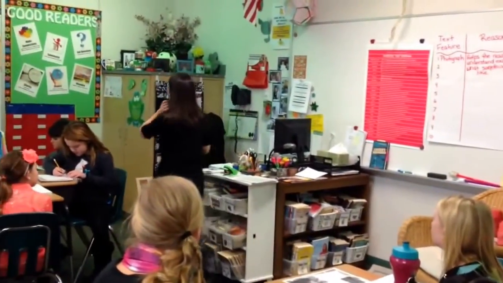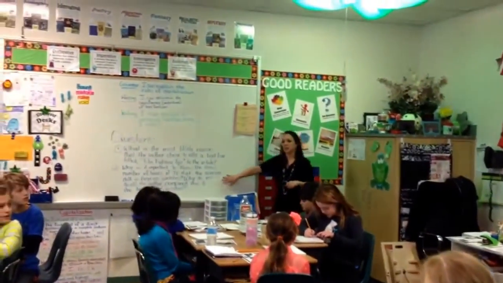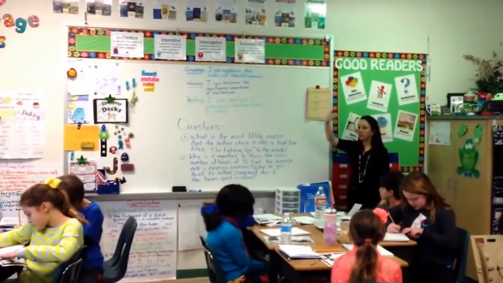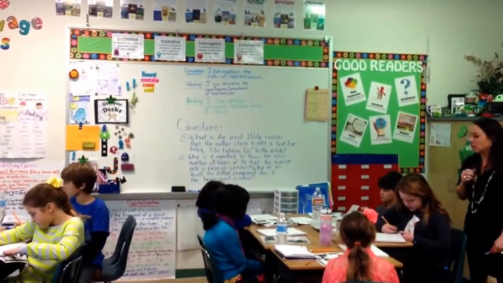But here's where the next step comes. When you're done finding your 10 text features, I want you to come up here and on the back of your sheet, you're going to answer these 2 questions. This is taking us a little bit deeper into the text. We've talked about how we're moving up to that next level now. We're not just recalling information, we're actually digging a little deeper.